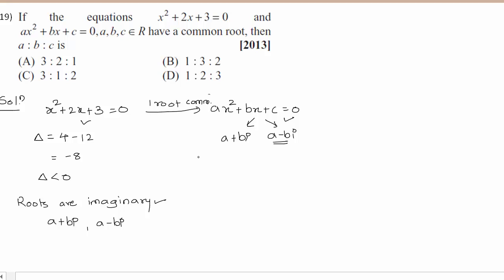So the bottom line for this discussion is these two equations do not have one common root, they have both common roots. And if both roots are common, then these coefficients a, b, c must be identical, right? Or at least they should be proportional. So a by 1 should be equal to b by 2 should be c by 3. Means a is to b is to c is 1 is to 2 is to 3.